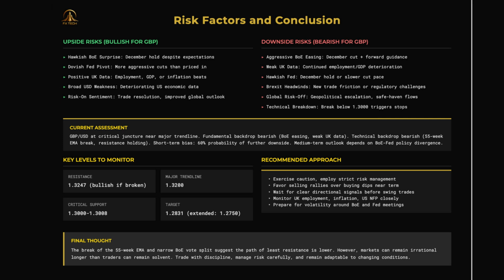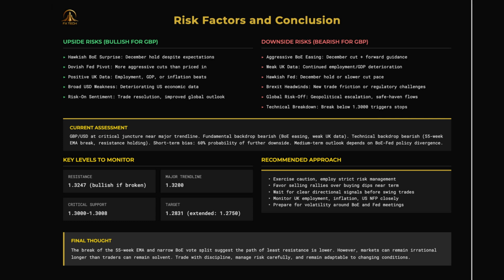Upside risks for GBP include a hawkish BOE surprise with a December hold, a dovish Fed pivot with more aggressive cuts, positive UK data beats, broad USD weakness, and improved global risk sentiment. Downside risks include aggressive BOE easing with December cut and dovish guidance, continued weak UK data, a hawkish Fed with December hold, Brexit headwinds, global risk-off flows, and technical breakdown below 1.3000.